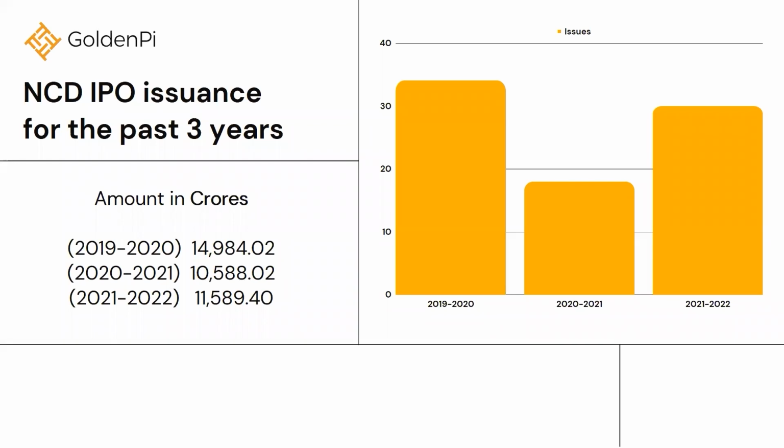The money in crores that was raised in these past 3 years through NCD IPOs were, in 2019-20, corporates raised around 15,000 crores through this route. 2020-21, it came down to around 10,600-ish crores. And 2021-22, once again, it has increased to around 11,600 crores. So as you can see, this is one of the dominant avenues through which corporates, institutions raise money to fund their businesses. And the numbers are gradually rising year over year.